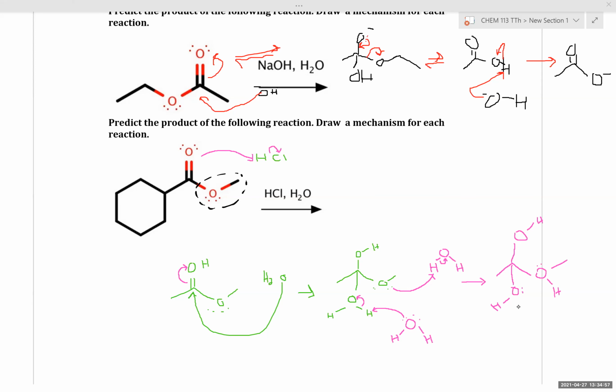So now that we've activated our alcohol, can we kick out the alcohol to get our carboxylic acid? So we have this activated leaving group. So let's kick out our leaving group. Yep, exactly right. And from here, we have our protonated carboxylic acid. And that is just one step away. But the mechanism that was drawn so far by the students looks great. It's all perfect.